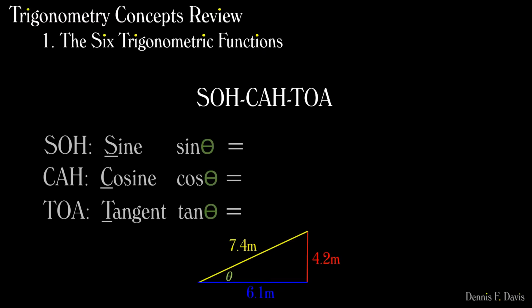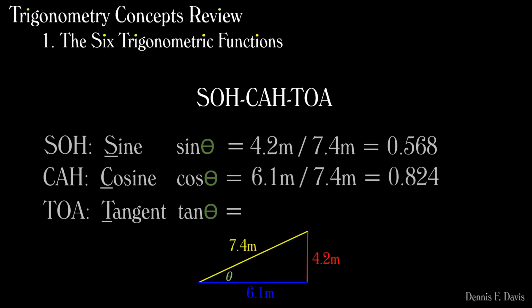So, SOH, sine equals opposite over hypotenuse, 4.2 meters divided by 7.4 meters is 0.568. CAH, cosine equals adjacent over hypotenuse. 6.1 meters divided by 7.4 meters. TOA, tangent equals opposite over adjacent. 4.2 meters divided by 6.1 meters.